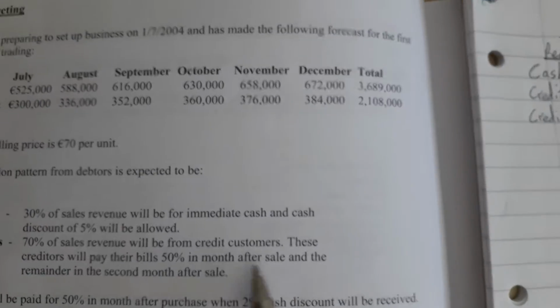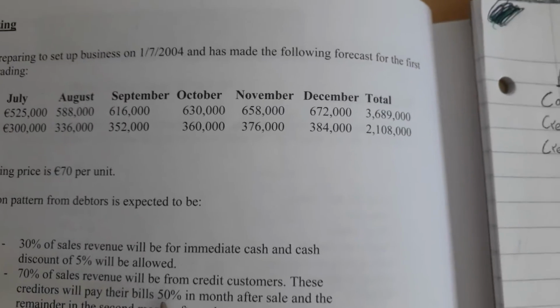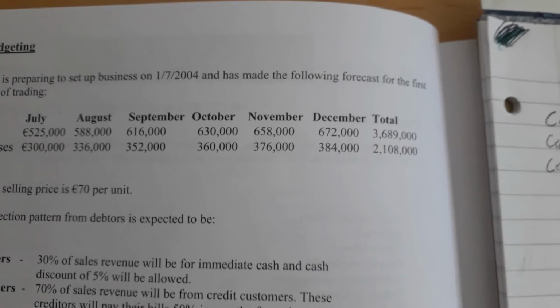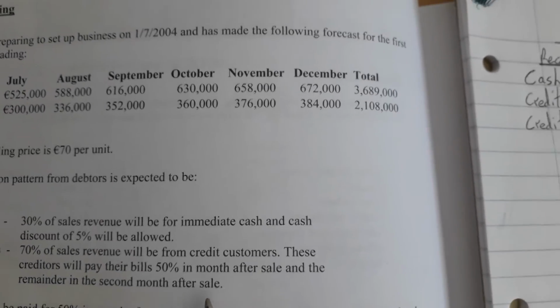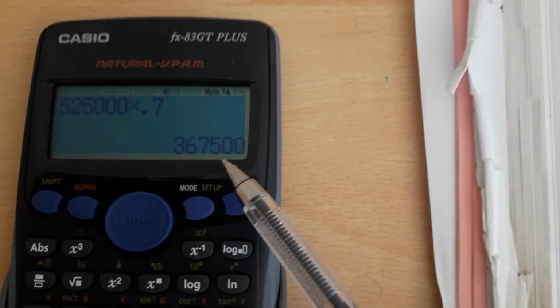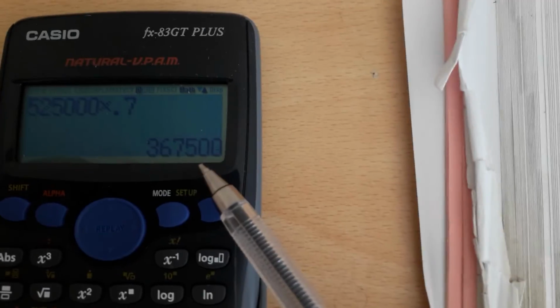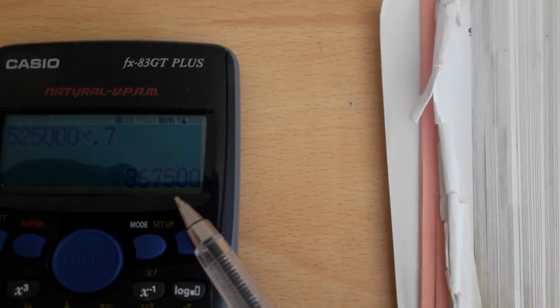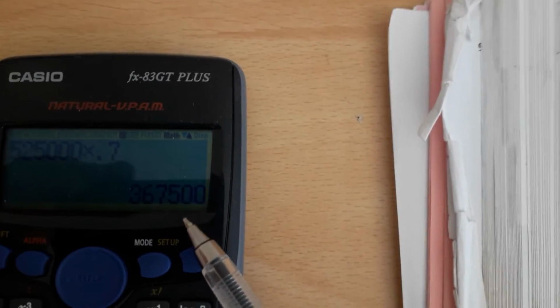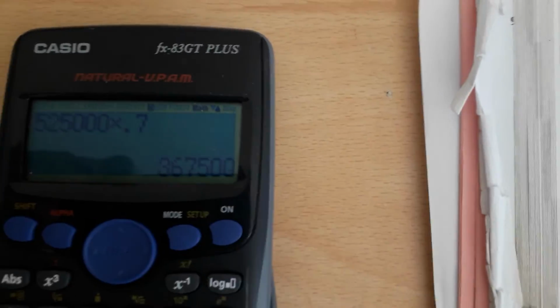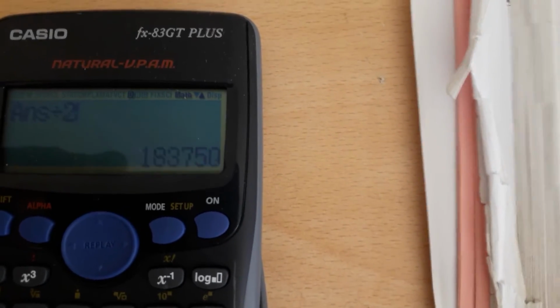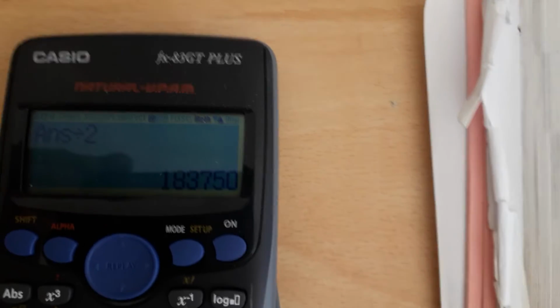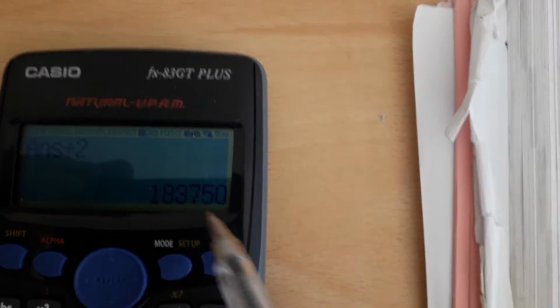However, these creditors will pay their bills 50% in the month directly after the sale and the remainder in the second month after the sale. So it means that 367,500, half of it will be paid back 1 month after the sale occurred, and the other half will be paid back 2 months after the sale occurred. So to get half of it first, we could divide by 2. That's 183,750. So that half will be paid back 1 month after.